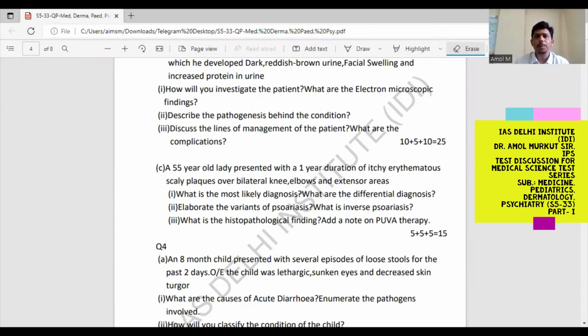PUVA means what? Psoralen ultraviolet therapy. You can give topical or oral psoralens and then followed by exposure to ultraviolet light. What will happen in this case? It will prevent the basic pathology of psoriasis, which is excess proliferation of your skin cells. Okay.